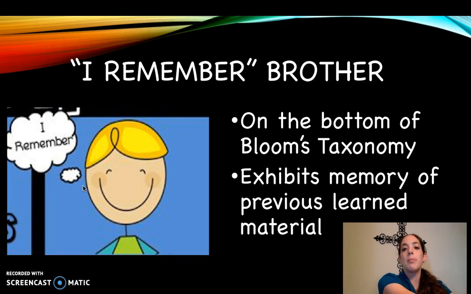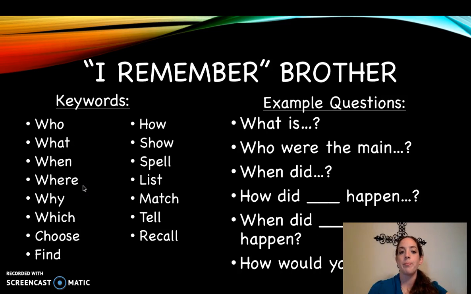So I would like you to meet the I Remember brother. This brother is on the very bottom of Bloom's taxonomy. He is the brother who has rote memorization. He is able to exhibit memory of previously learned material by recalling fundamental facts, terms, basic concepts, and answers about the selection that was read or information that was being taught.